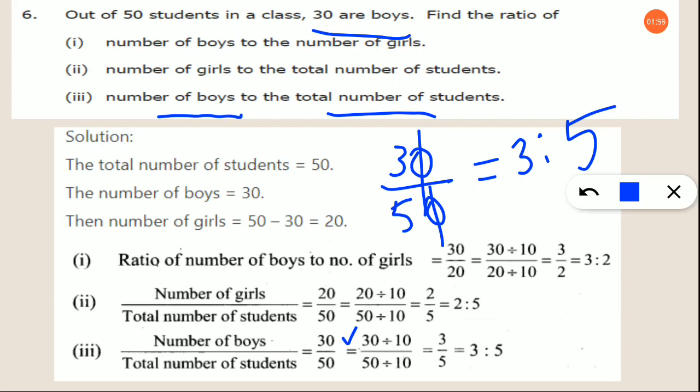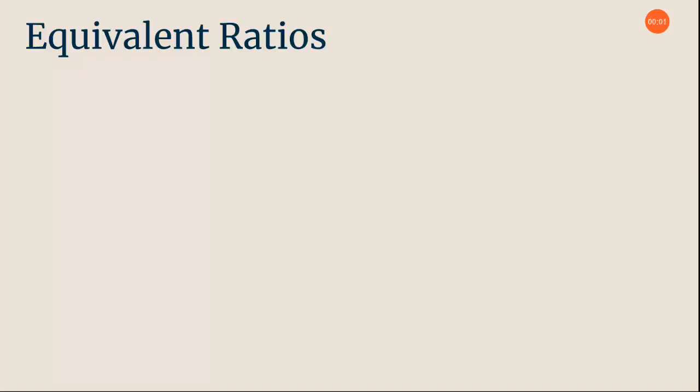Clear, children? First, using the total, you are finding out how many boys and how many girls are there. And then whatever question is given, first if it is number of boys, you have to write the value of the boys. And then if the number of girls is mentioned in the second one, you have to mention the second term as the number of girls. And then you are going to simplify and write the answer.